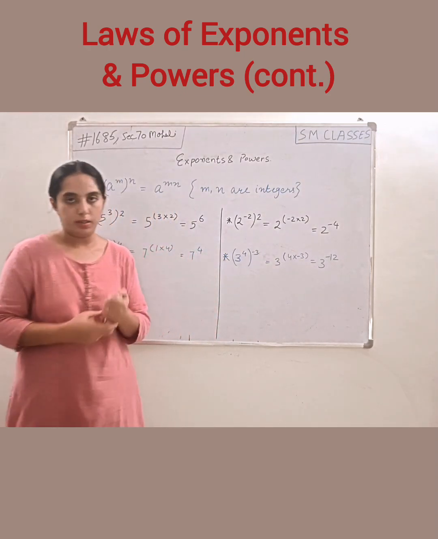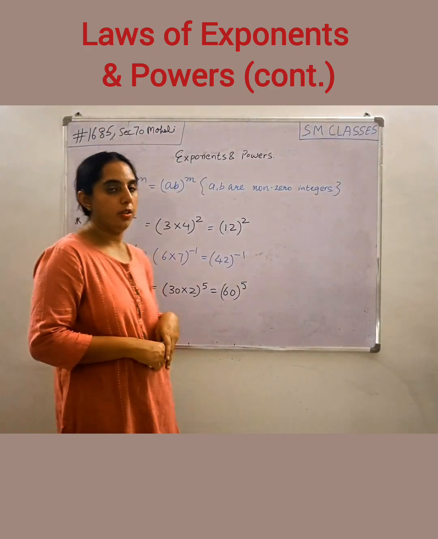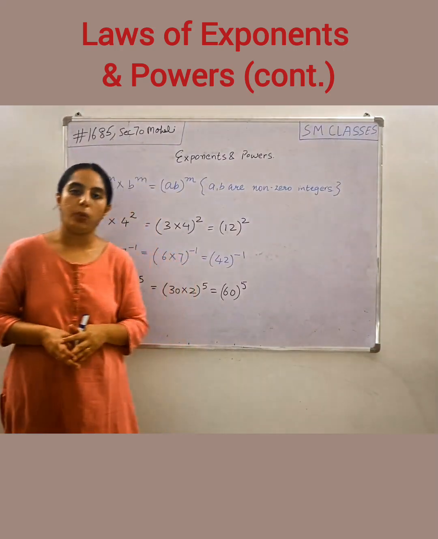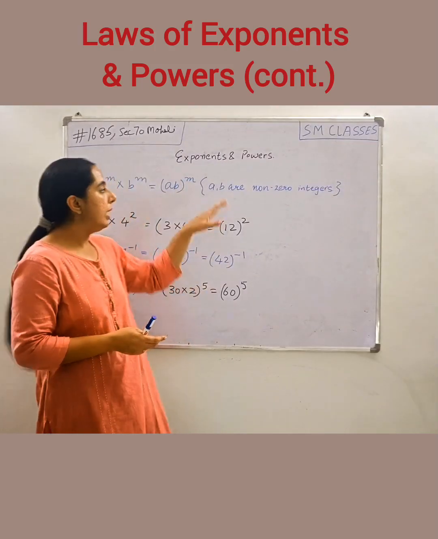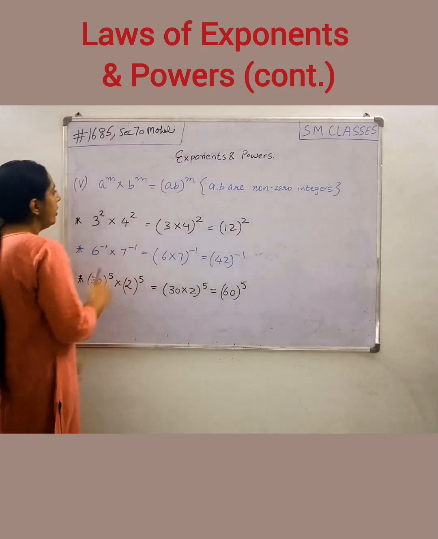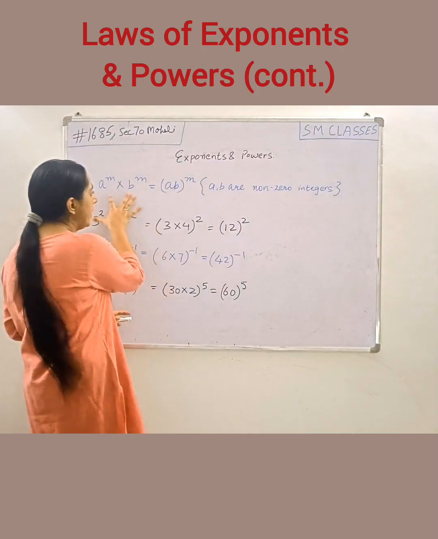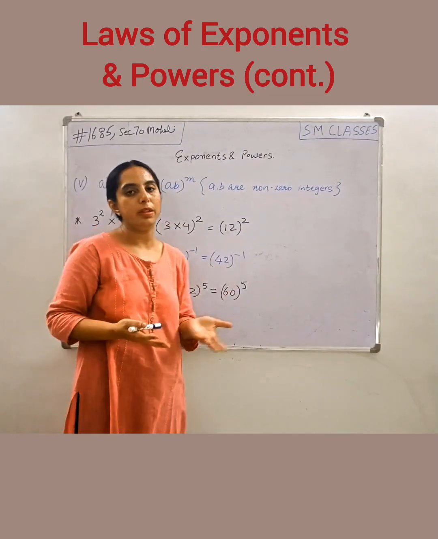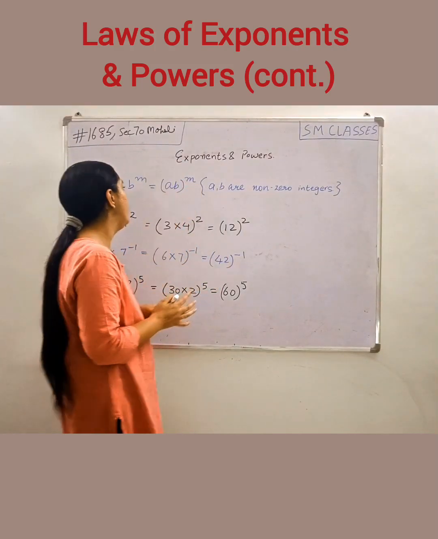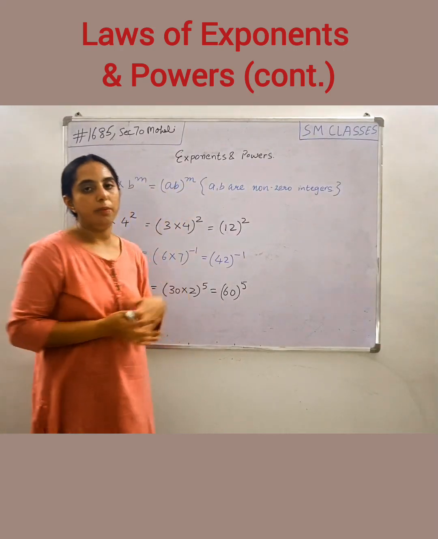Now we will see another law. So now we come to a law where the bases are different. This law states a^m into b^m is actually equal to (ab)^m, where a and b, our bases, are non-zero integers. So what we do is, when we have the power the same and the bases different, we multiply the bases, that is a into b, and keep the power the same as in the original expression, that is m. So a^m into b^m gives our answer (ab)^m.